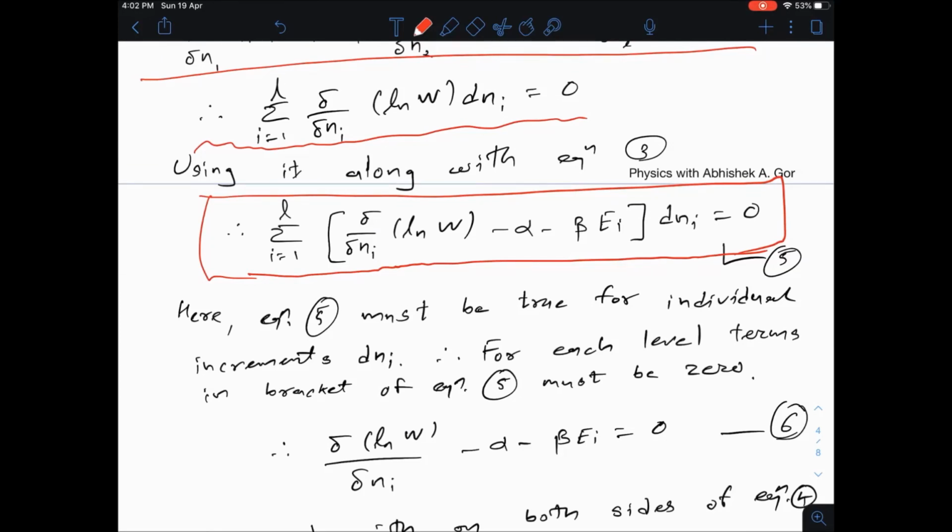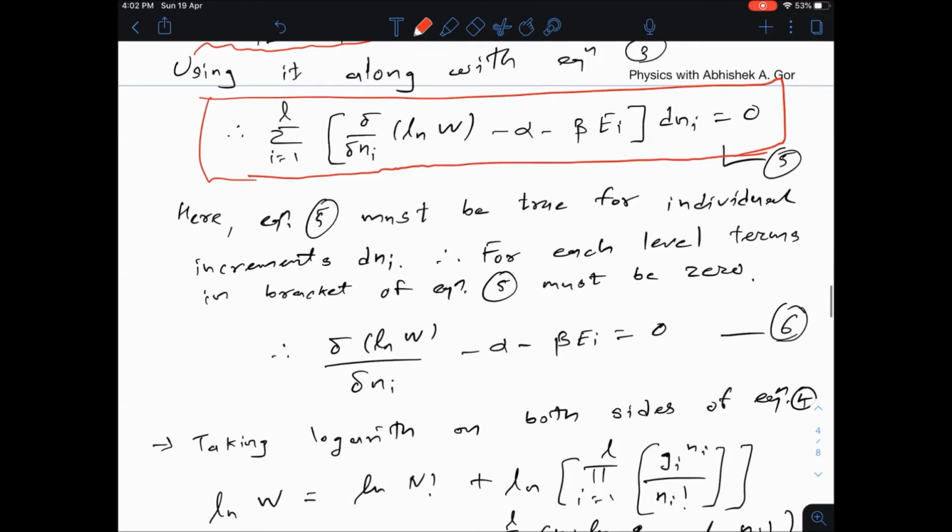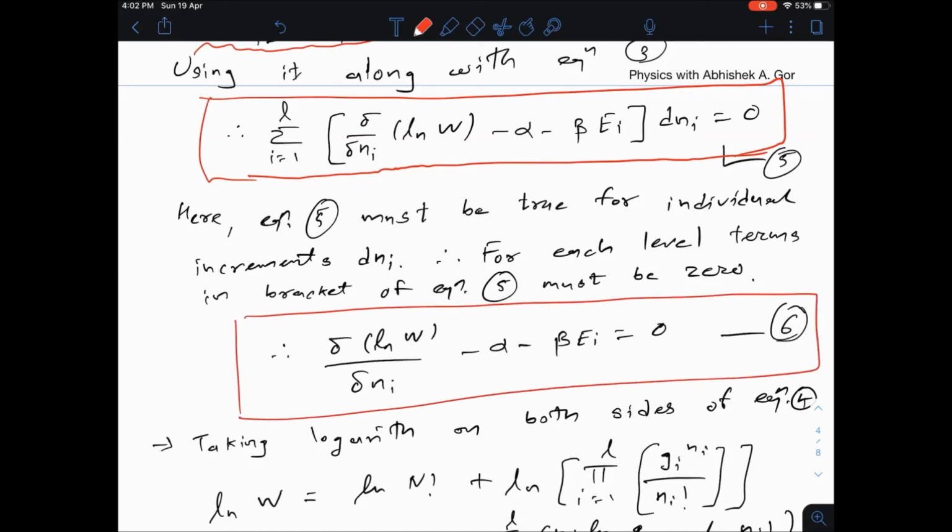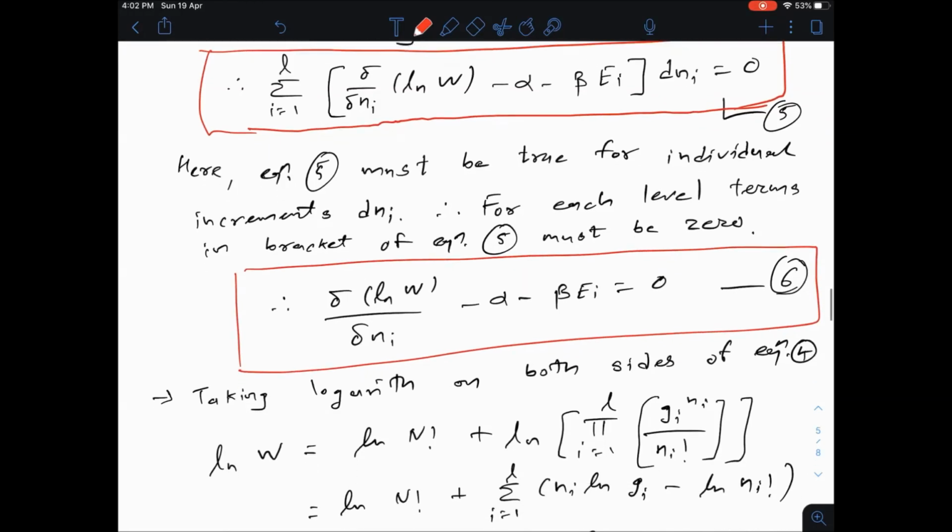Here equation number 5 must be true for individual increments of dn_i. That is, for each and every level it has to be true. That means for each and every level, the term within the bracket must be 0, so that ln W is maximum. So what we get is ∂ln W/∂n_i minus alpha minus beta e_i is equal to 0. Now this expression will be useful ahead, we will see it soon.